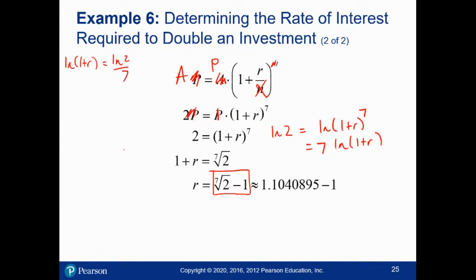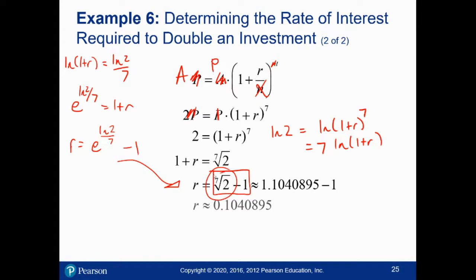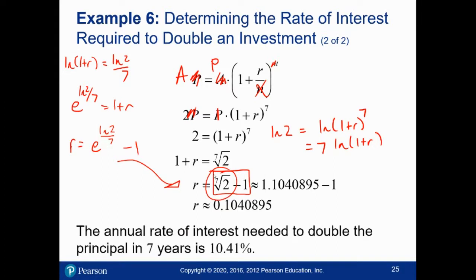Now I'm trying to solve for R, remember. It's buried underneath this natural log, so I can exponentiate this. I can convert this into an exponential expression and say e to the natural log of 2 over 7 is 1 plus R, and now I can subtract 1. R is e to the natural log of 2 over 7 minus 1, which is exactly the same thing as 2 to the 1/7. Once you subtract 1, you get about 10.4%.